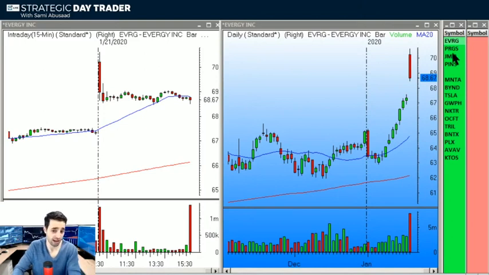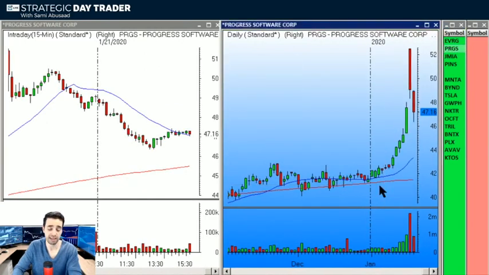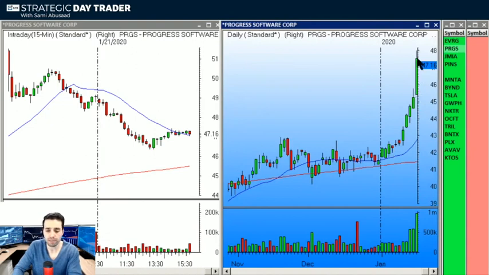But look, check it out. The previous day, look guys, you want a big green bar. You don't want a big gap the previous day. Like, you see this? That's a big green bar the previous day. That's what you want.